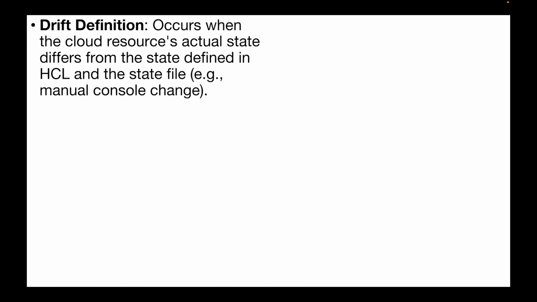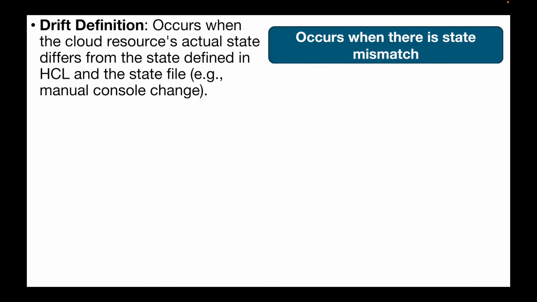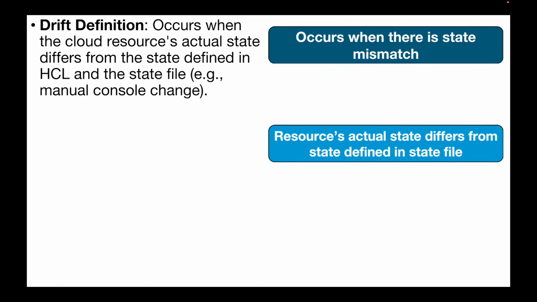So drift is basically a situation when your cloud resources' actual state differs from the state defined in your state file. Basically, the resources that you have in your AWS and your state file are mismatching. For example, let's say in your console you are using t2.medium, but the state file has t2.large. Now that's a drift that has occurred.